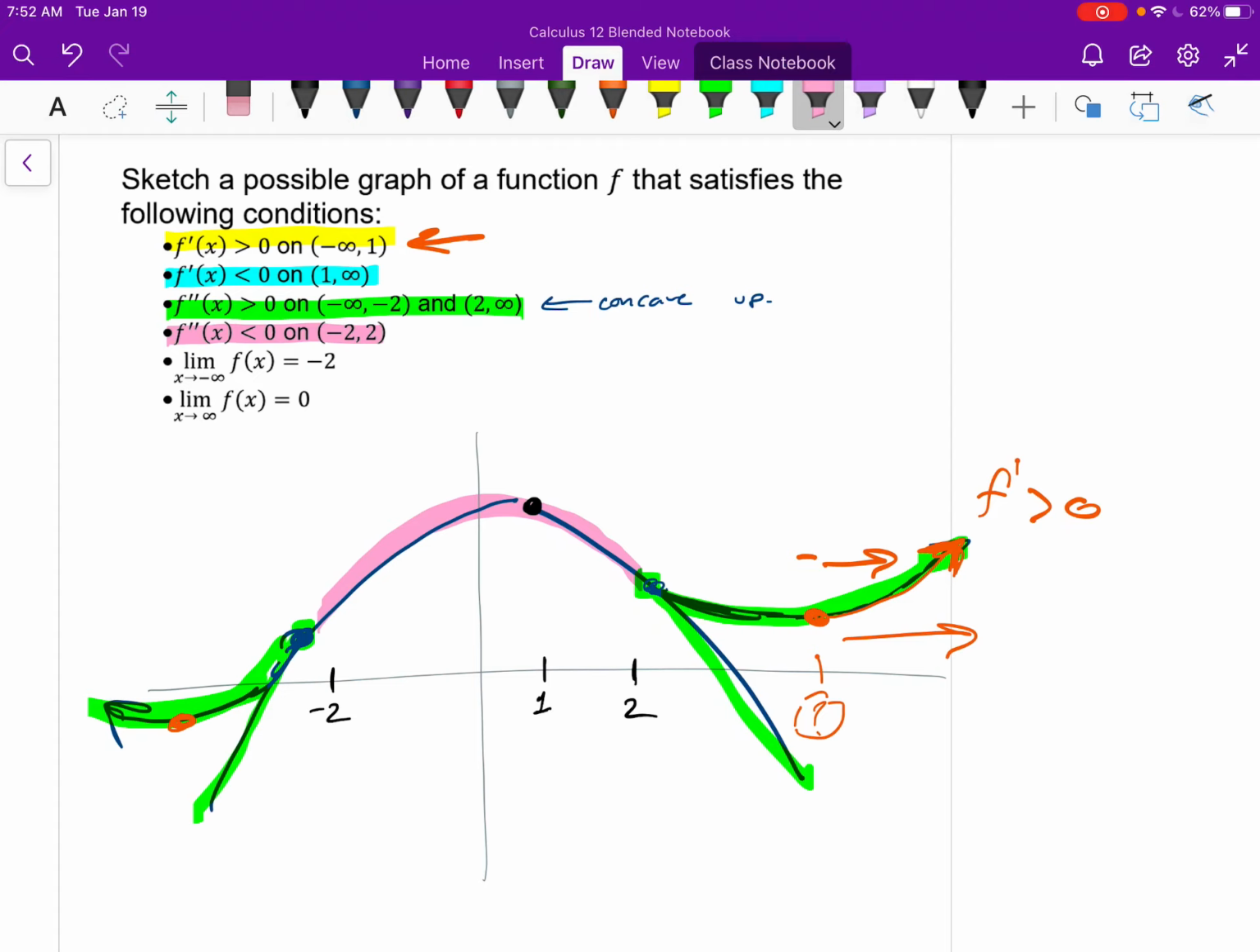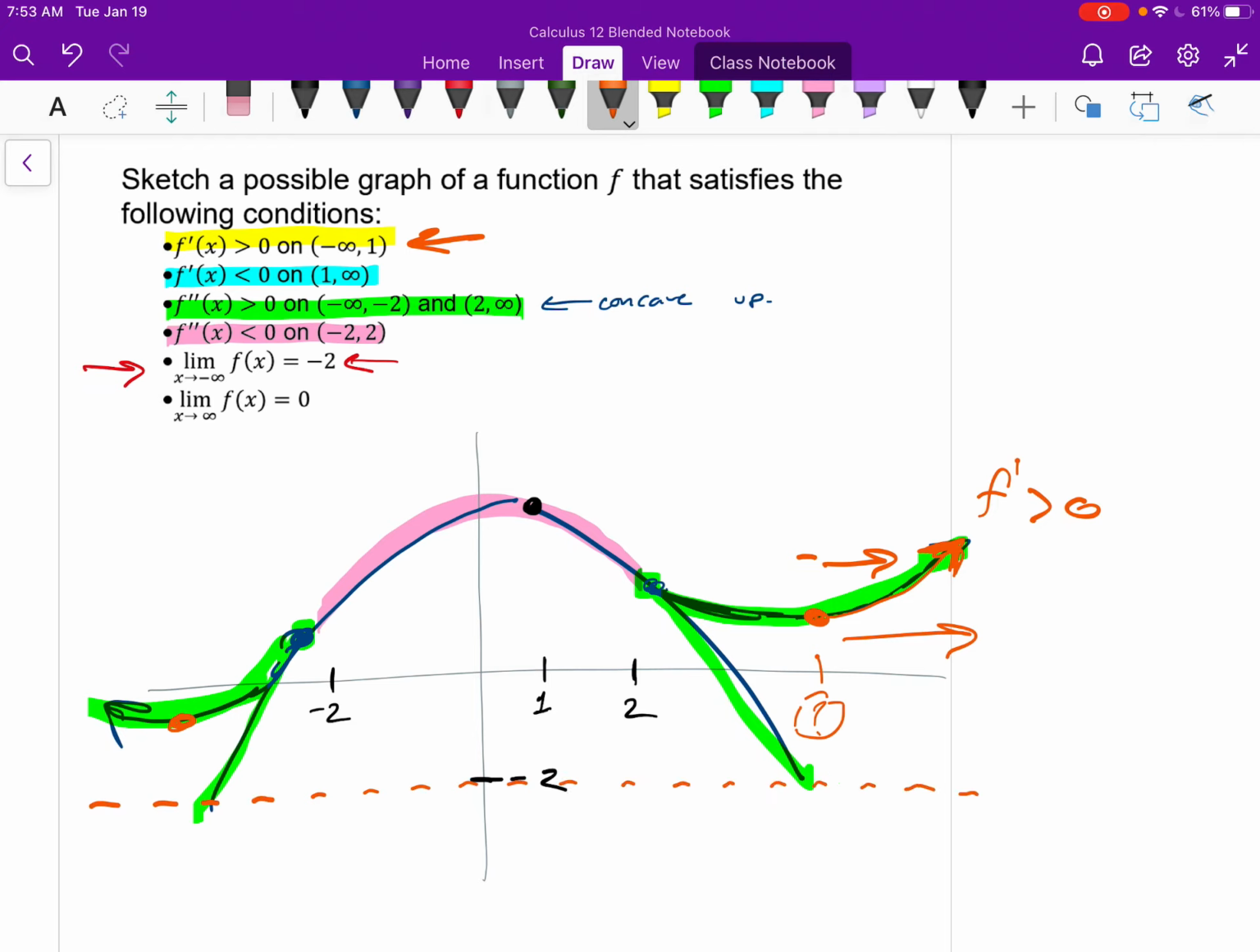So then I have some limits. The limit as x approaches negative infinity for this function is negative 2. We haven't talked about this in a while, but we did talk about this in our limits lesson. If we have a limit going towards infinity or negative infinity, and it equals a number, that means there's a horizontal asymptote there. So I now know this function has a horizontal asymptote at negative 2. Let me draw a negative 2 on my y-axis, and I'm going to show this.